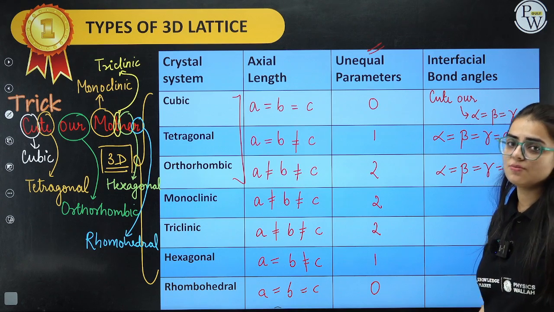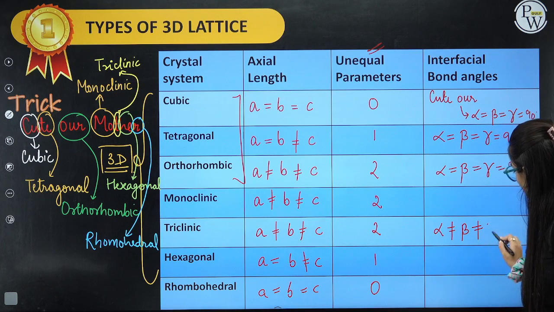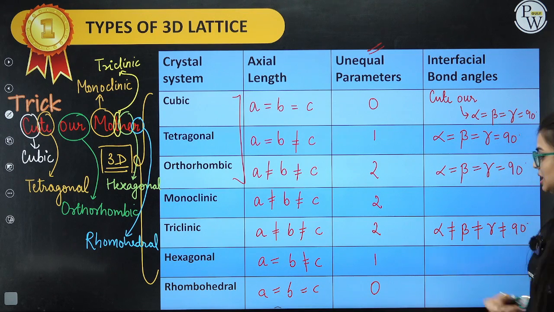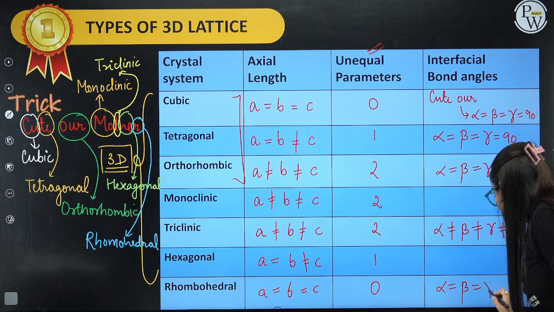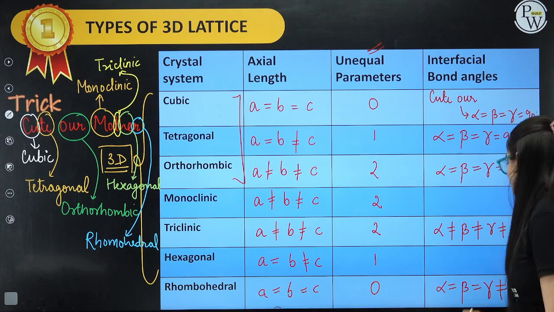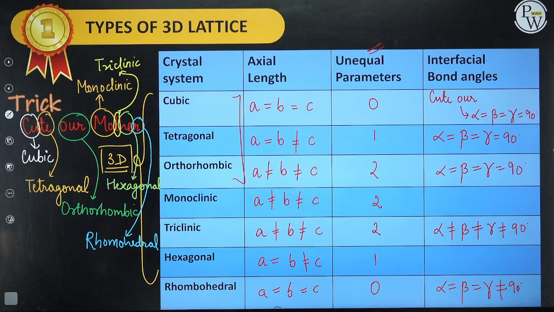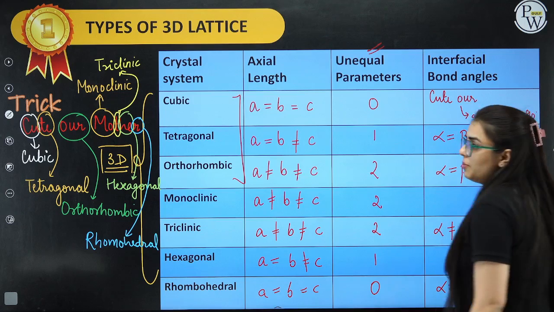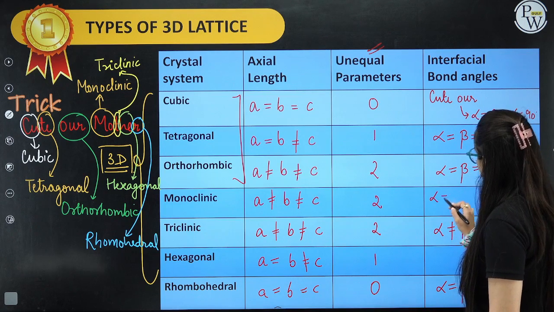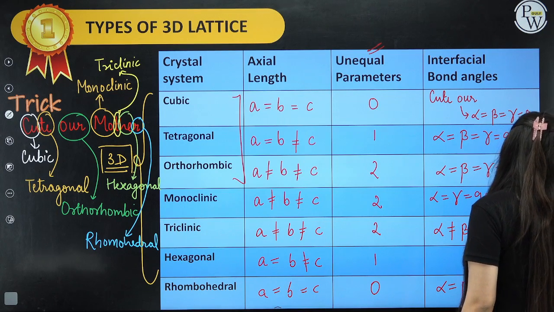Now comes the most unsymmetrical, that is triclinic. Over here alpha is not equal to beta, is not equal to gamma, is not equal to 90 degrees. If I talk about rhombohedral, it is alpha equal to beta equal to gamma, but all of them are not equal to 90 degrees. First of all write them, then comes two cases that are left. In monoclinic, alpha equals gamma equals 90 degrees, but over here beta is not equal to 90 degrees.